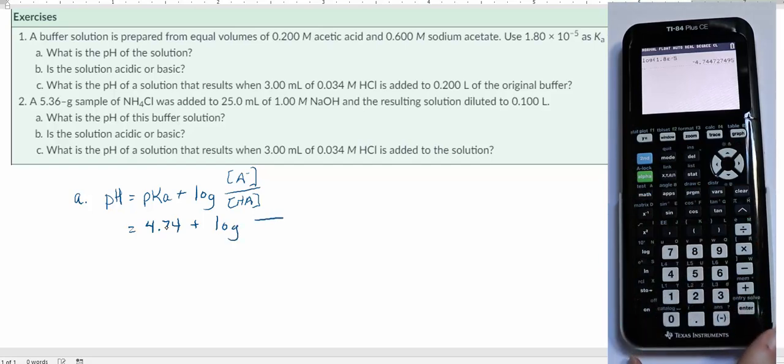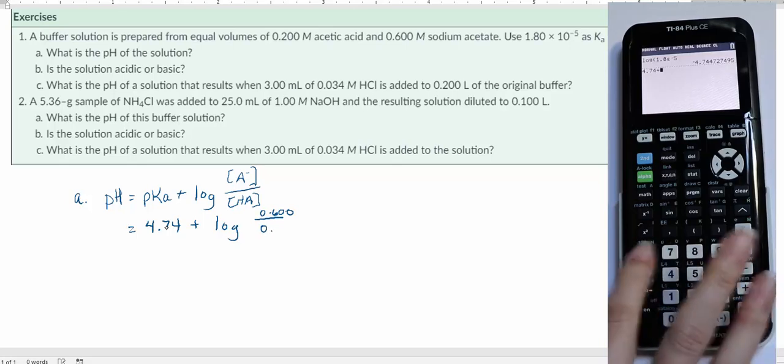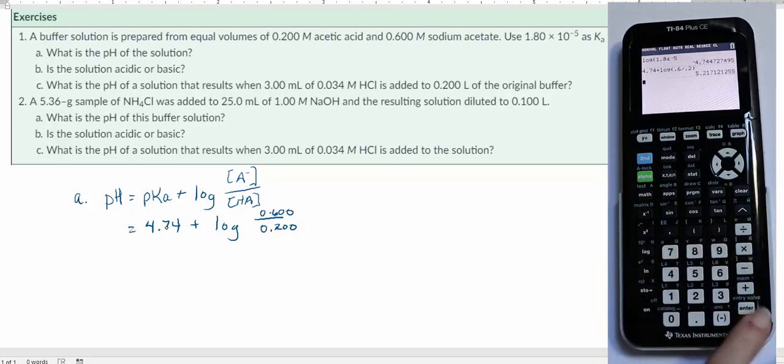plus the log of the acetate is going to be 0.600. 0.200 is the concentration of the weak acid. Put all of that into the calculator and if you do it stepwise, this log part reduces to 0.477. So the new pH is 5.22.